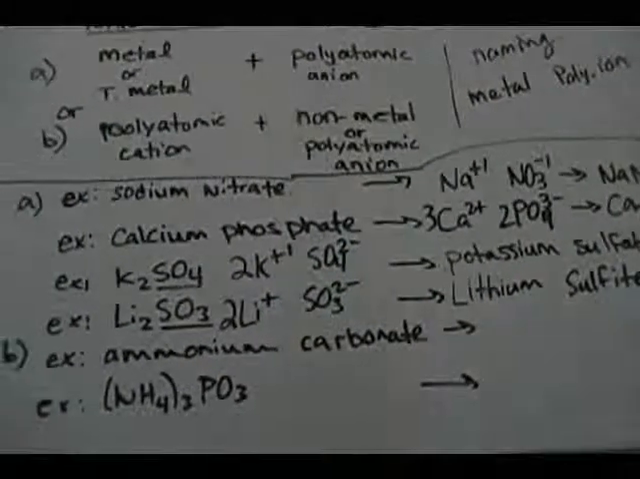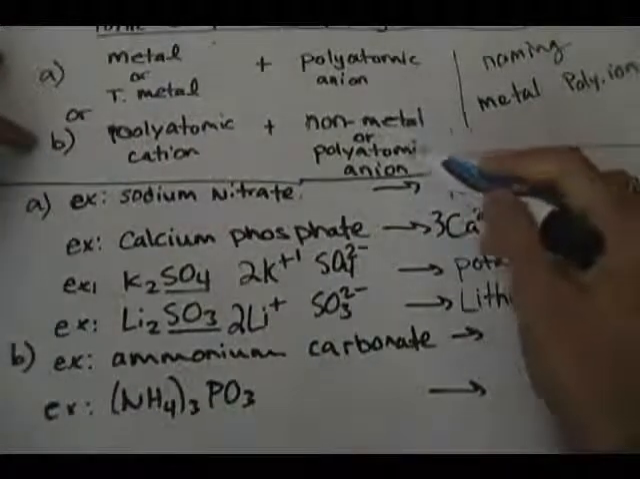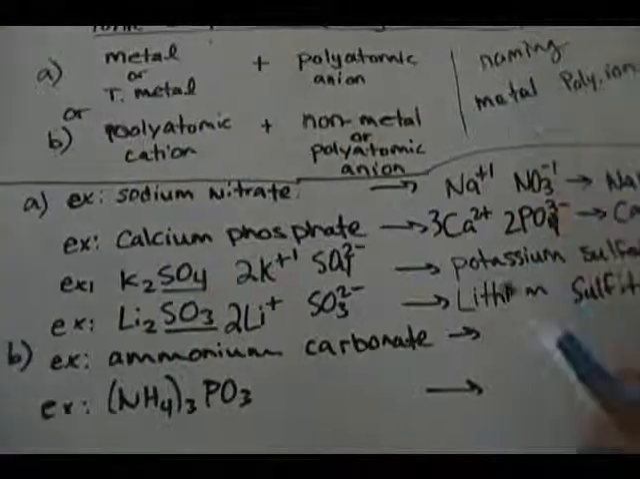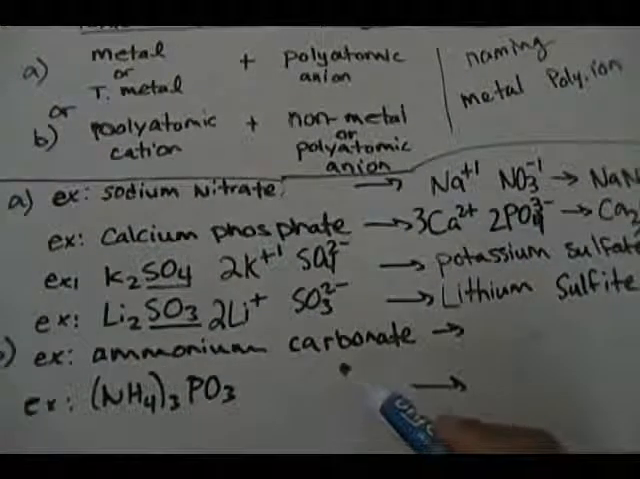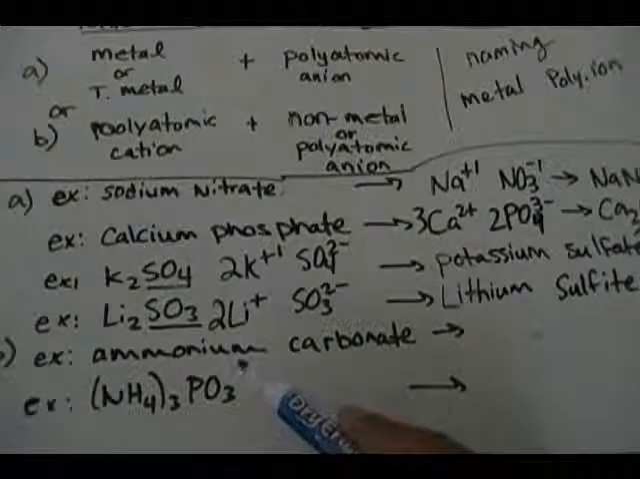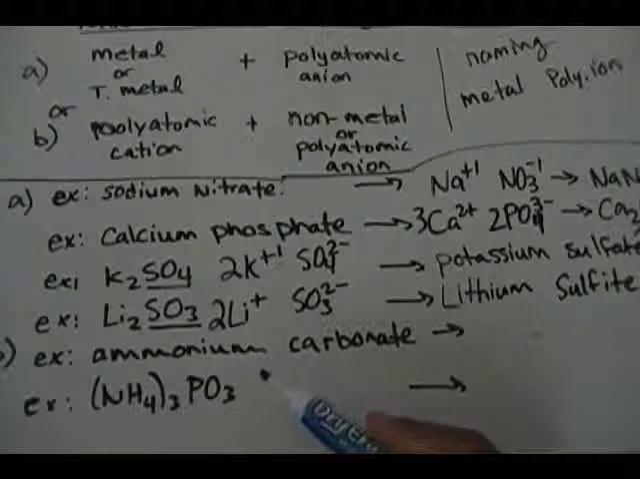Now we're moving on to case B, where we have a polyatomic cation with a non-metal or polyatomic anion. Okay, that's the second case we're going to be dealing with. In this example, we have ammonium carbonate. The only polyatomic cation you need to memorize is ammonium, which is typically NH4+. Okay, you need to memorize that.